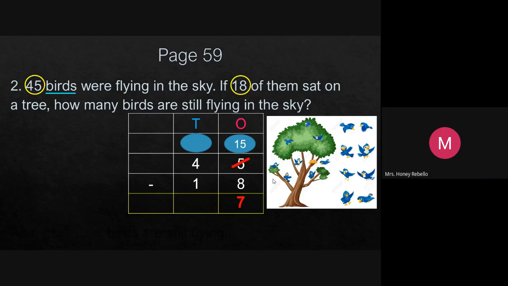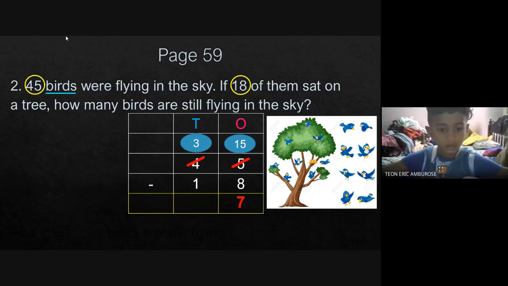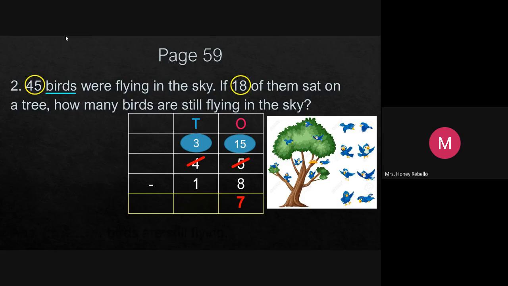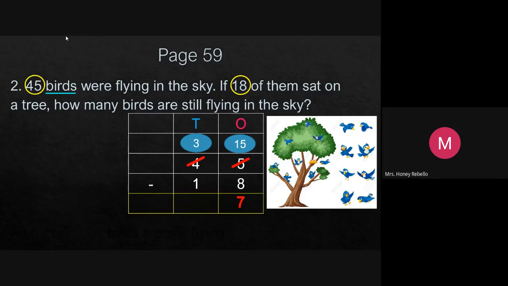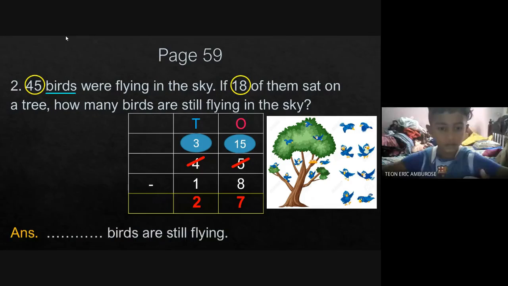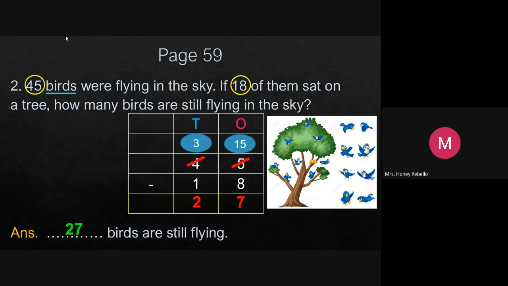Yeah, take away 1 from that because you have taken 10. 4 will become what? 7. You're taking away 10 from that, 4 will become 3. Good. Now, what is 3 minus 1? After 1, you count. Yeah, good. Okay, thank you. 2. Now, down you write: 27 birds are still flying.